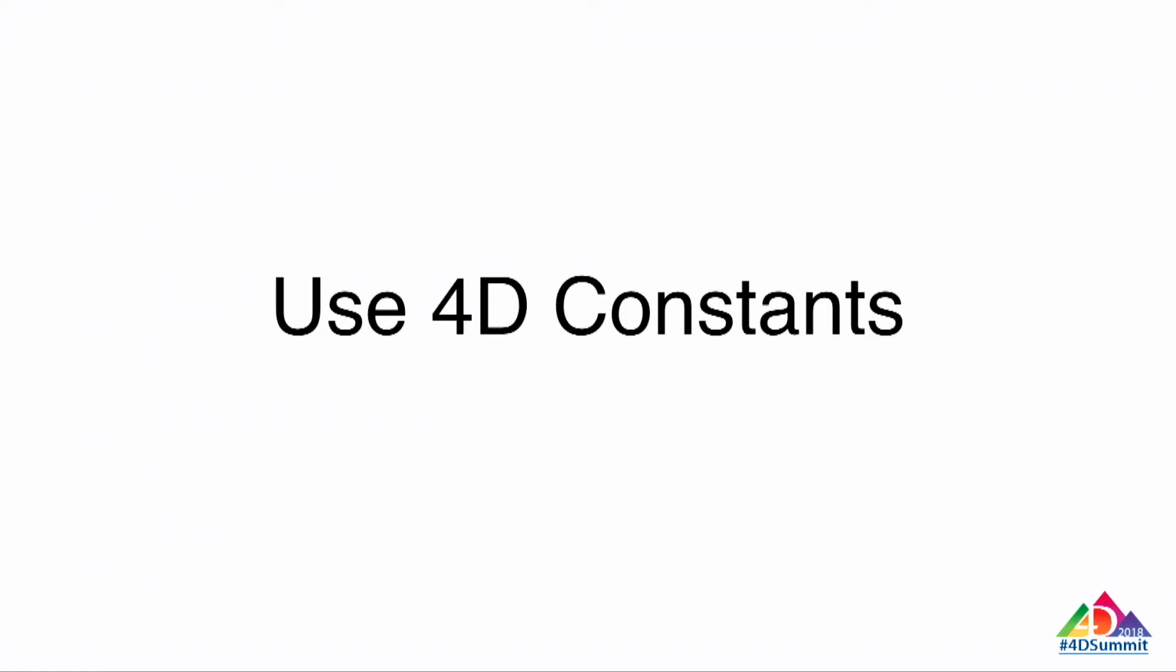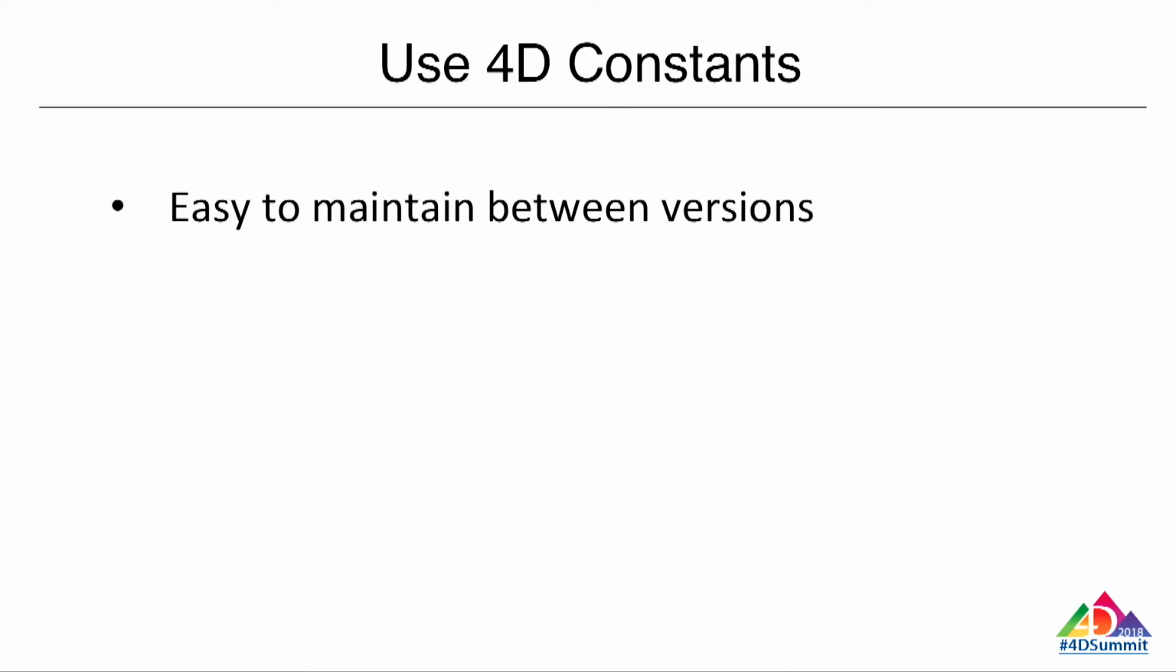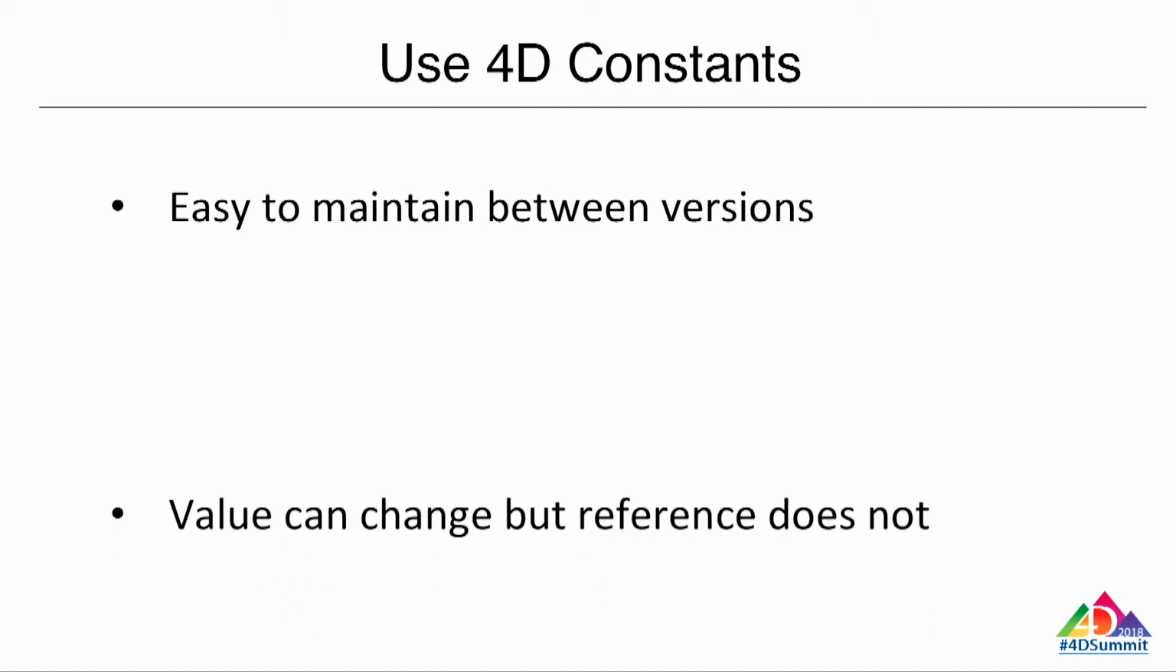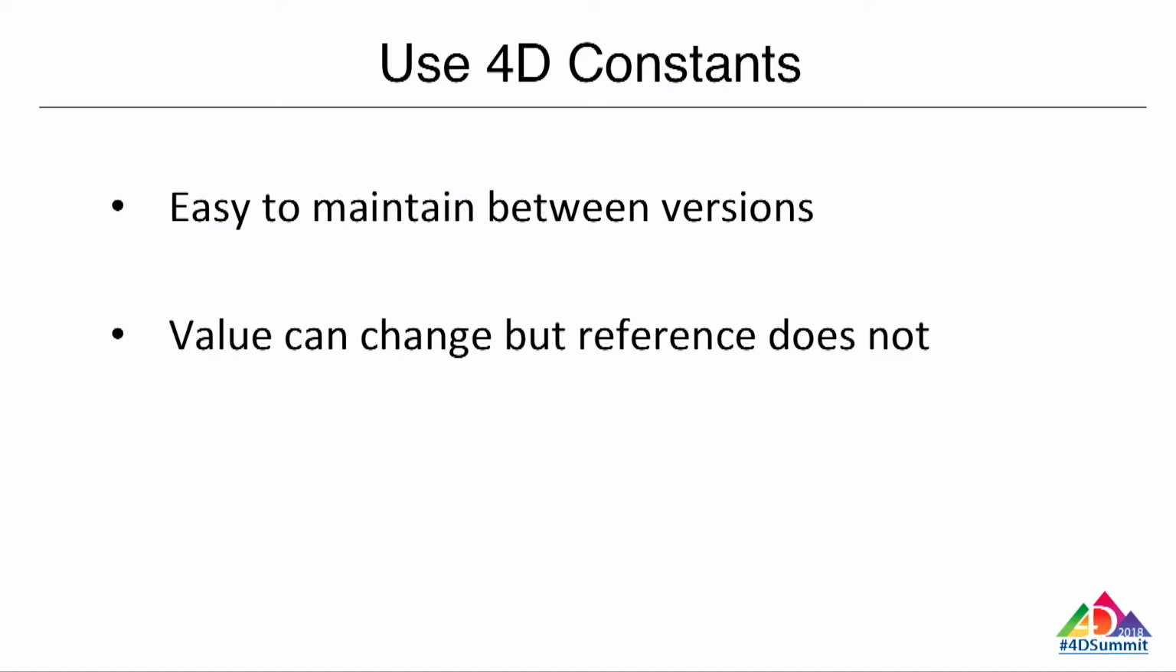So let's start off with 4D constants. Why do we use 4D constants in defensive programming? First, it's easy to maintain between versions. Constants are created in 4D, so it's easier to read as opposed to putting numeric values. Another is that the value could change, but the reference does not. So if you have a constant with a certain text value, the reference coming back to it in 4D won't change. You might have something that says carriage return, and one day we'll shrink it to CR. We could do that change, but the reference in the background will still be the same.